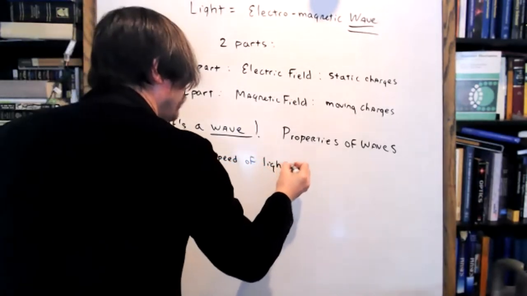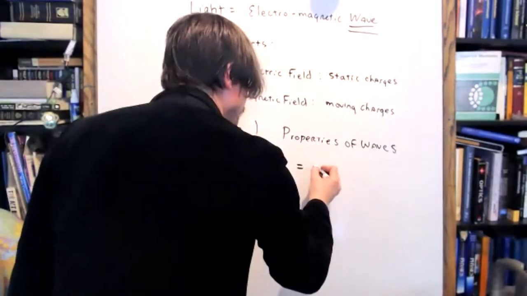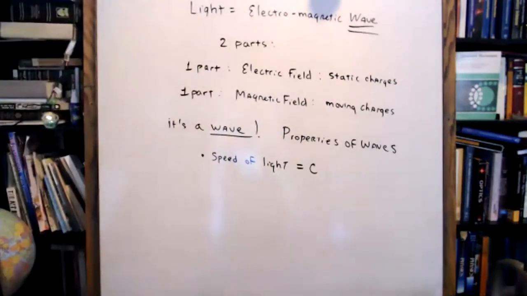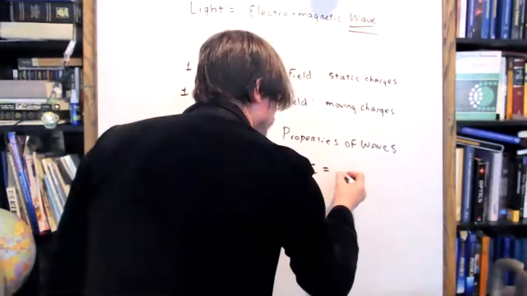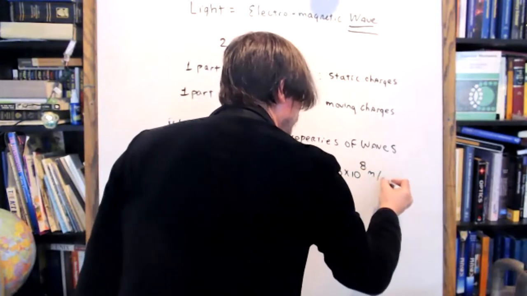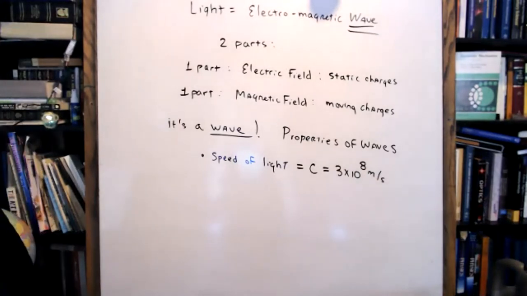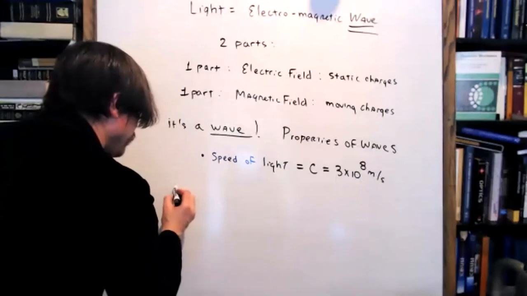One property that waves have is a speed. And light always travels at a finite speed. The speed of light, we give it its own letter C, and C has a value of 3 × 10⁸ meters per second. Let me tell you about some other properties that waves have.